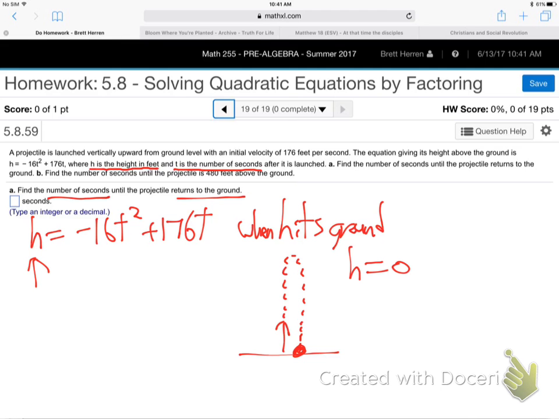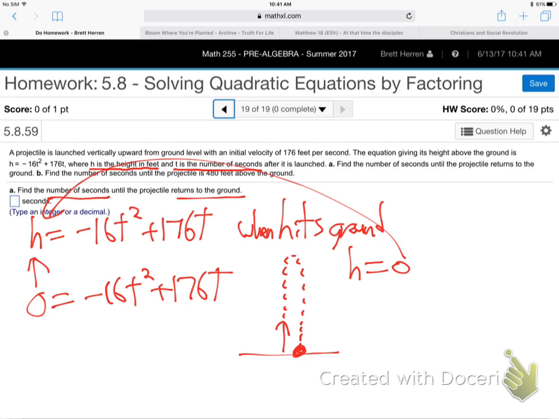So what they're really saying is, hey, stick in a 0 for H. Do you see how they're saying that? Because when the thing hits the ground, the height is 0. So just put in a 0 for H, and solve that equation. That's part A. We'll do part B in a minute. Well, you can tell what part B is going to be. They're going to say, when's the height going to be 480? We'll stick 480 in for height instead of 0. Anyway, let's solve this one first.